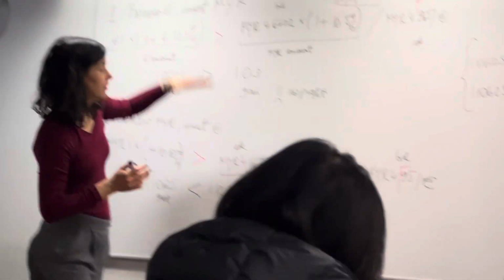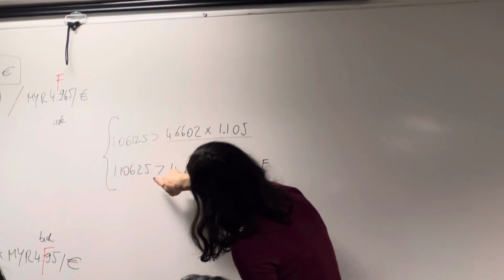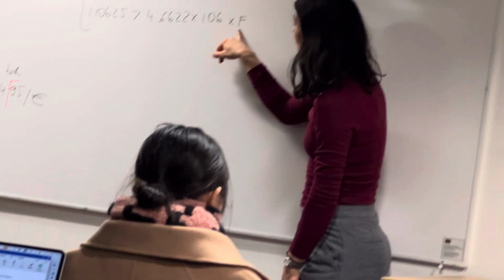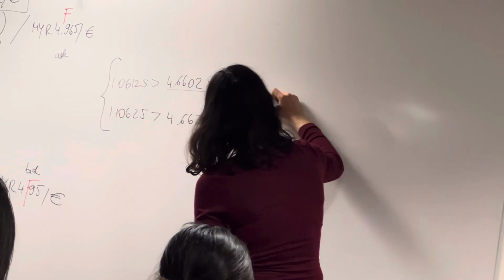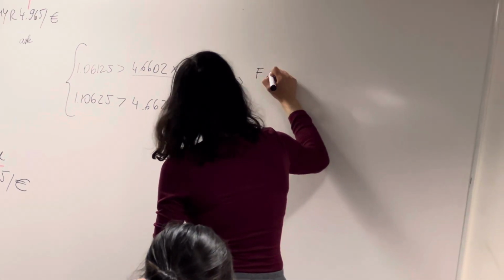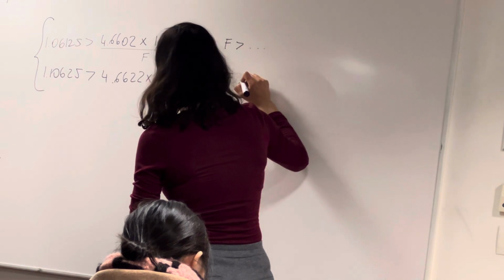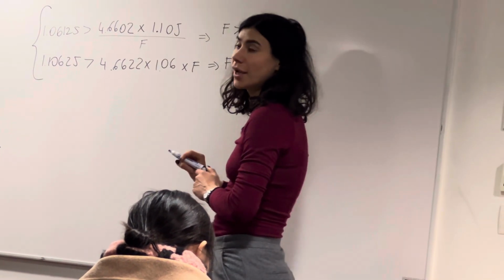So then we rewrite these two inequalities with the right sign, with f as our unknown, and we solve for f. From the first one, we should get f bigger than something, and from the second one, f smaller than something. And this is again just arithmetic. We have to do the calculation. Did anyone do it?